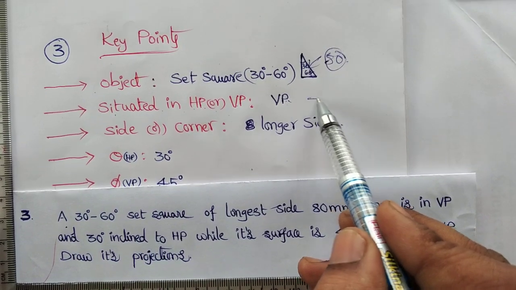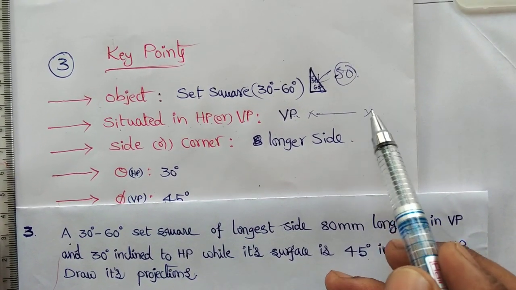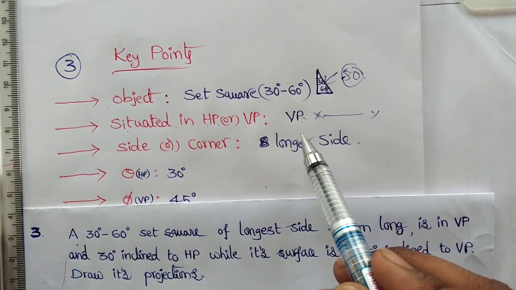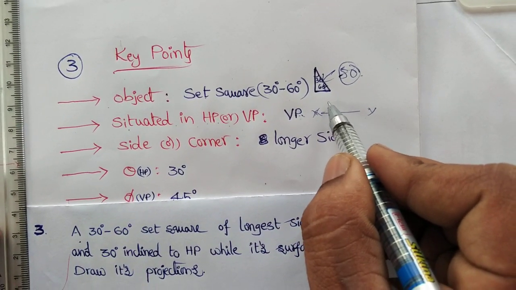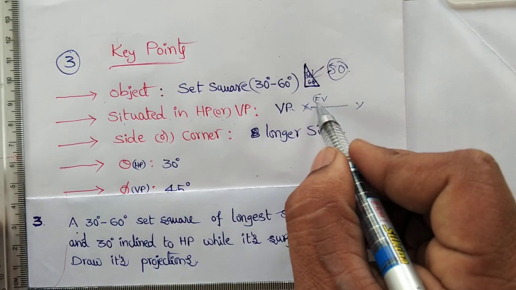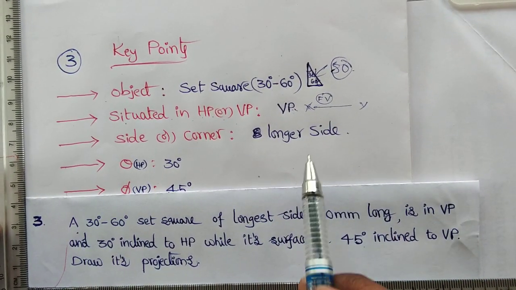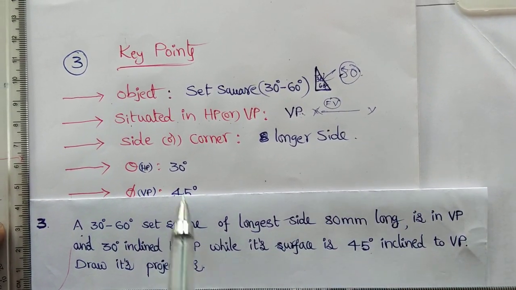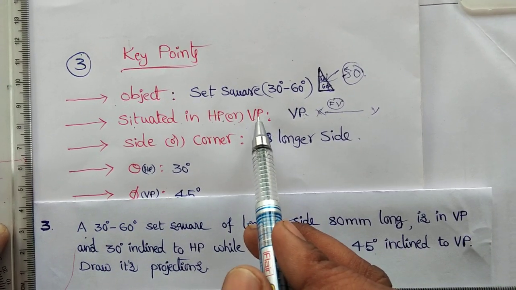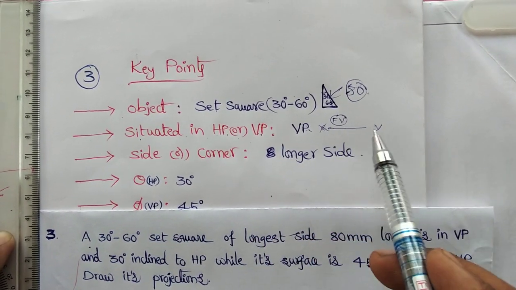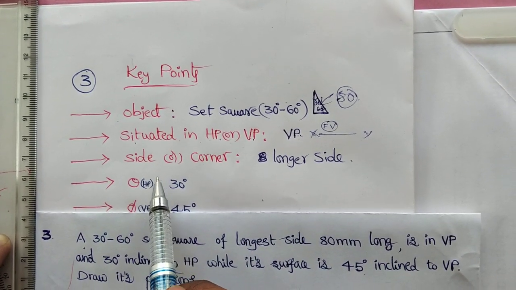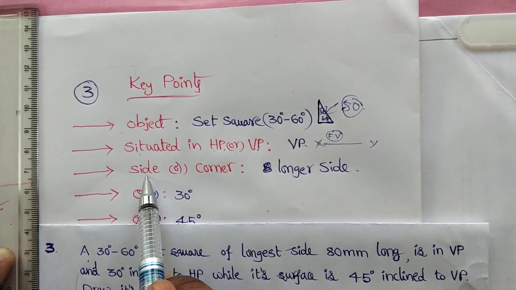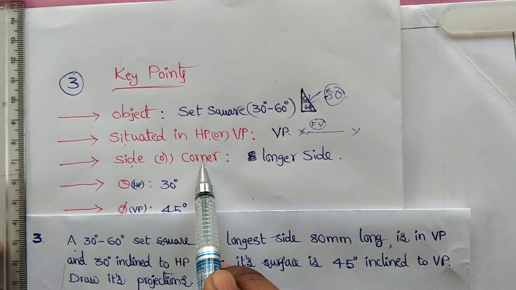That means we will be getting the true shape of the set square above the reference line. That means initially we should construct the front view. We should start the projections with the front view, because the object is situated in the VP. So in the VP we will be getting the true shape. Now, is a side touching the VP or a corner touching the VP?